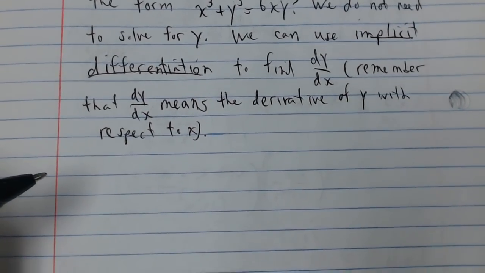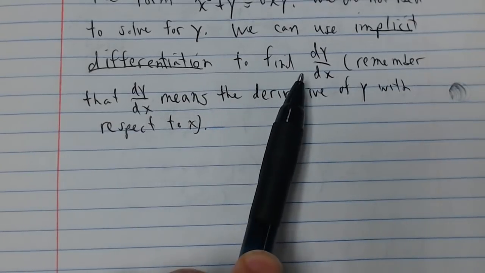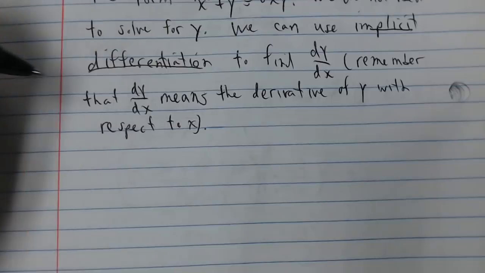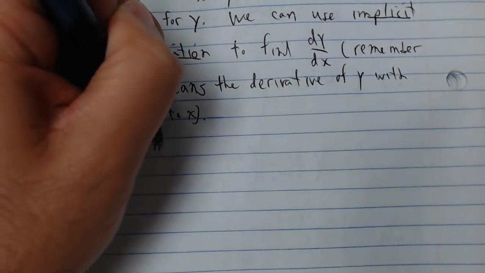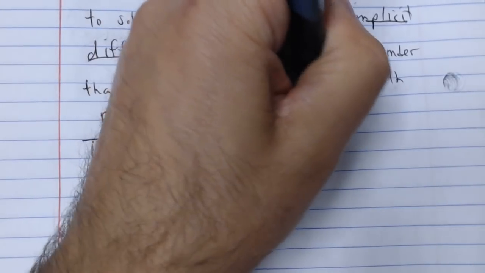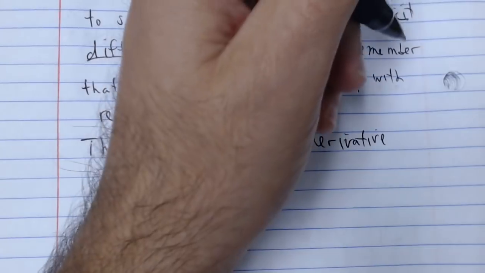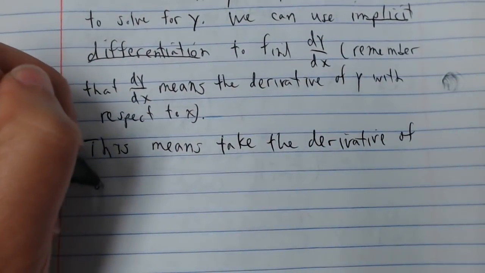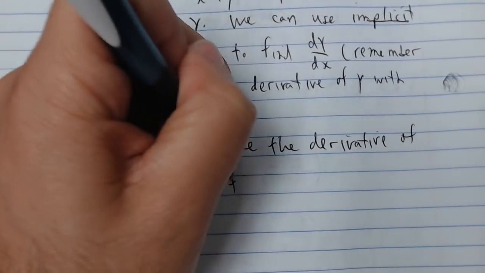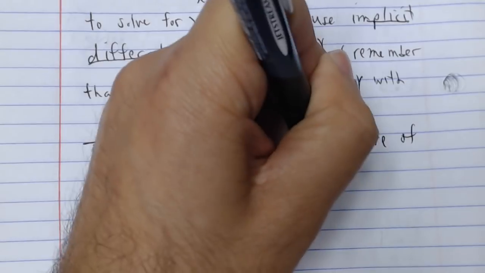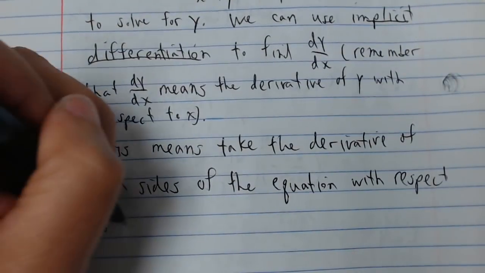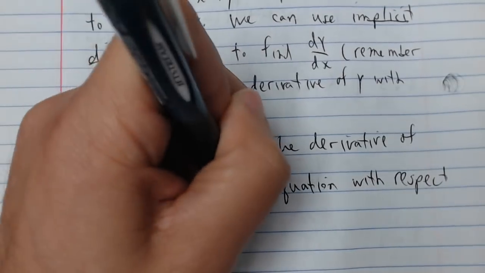Okay, so coming back to this, by saying we want to find dy dx, or we want to find a derivative using implicit differentiation, what we're going to do is take the derivative of both sides of the equation with respect to x, and then solve for y prime.